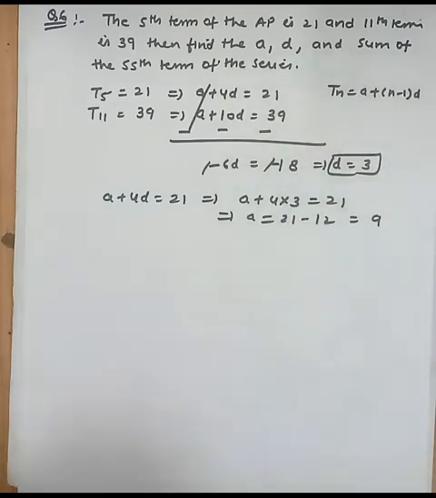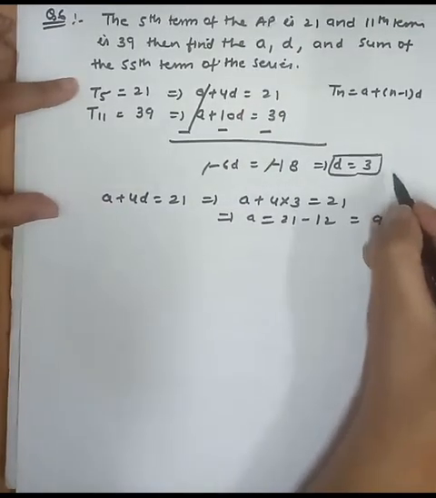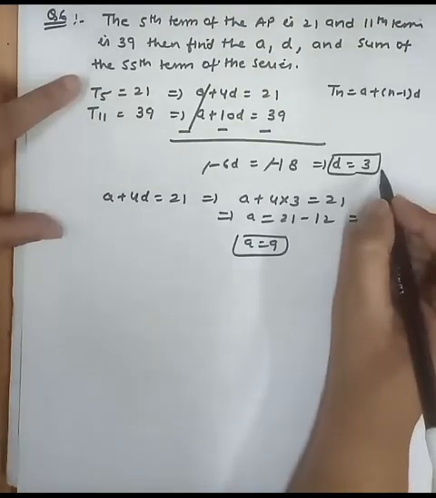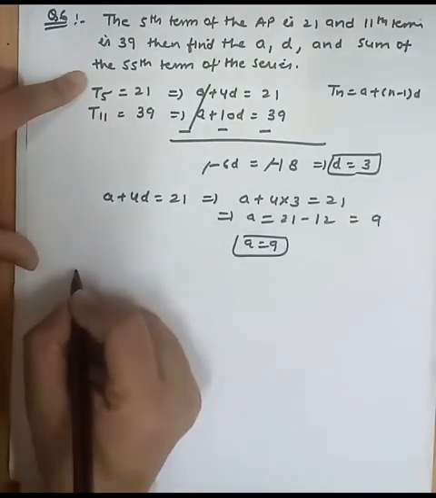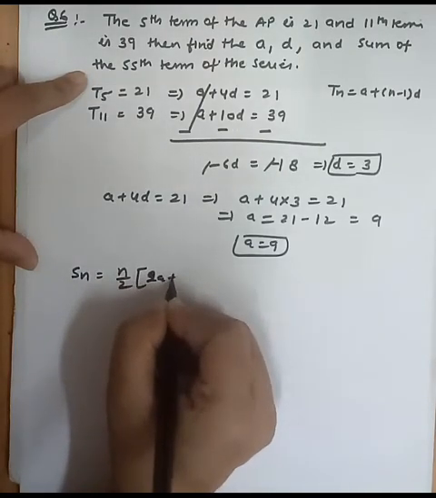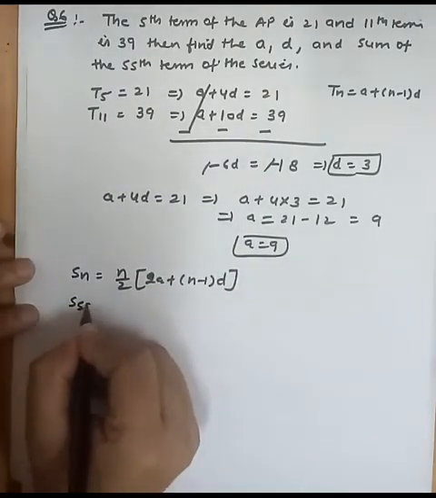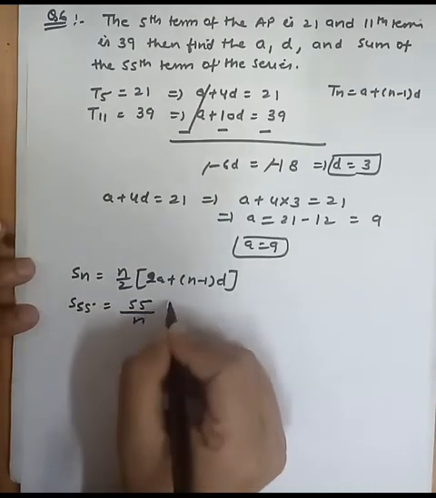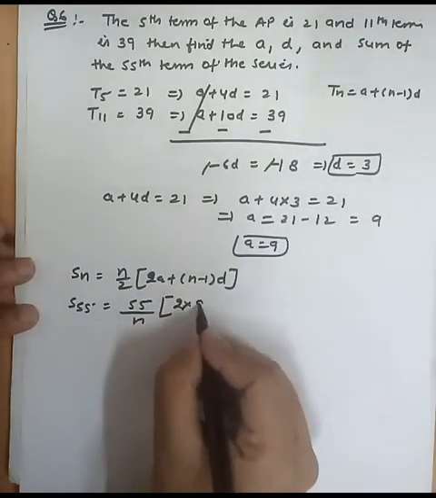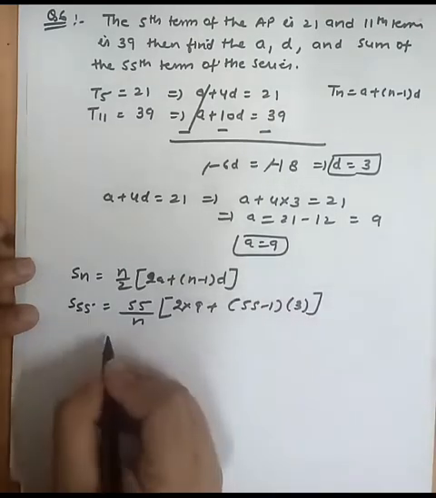We got this one. Now we have found A and d. Our A is 9 and d is 3. Now find the sum of the 55 terms. We know the formula Sn equal to n by 2 times (2a plus (n minus 1)d). Now apply for 55 terms. It means n value is 55, 2a is 2 times 9, (55 minus 1) and d is 3. Now solve this one.